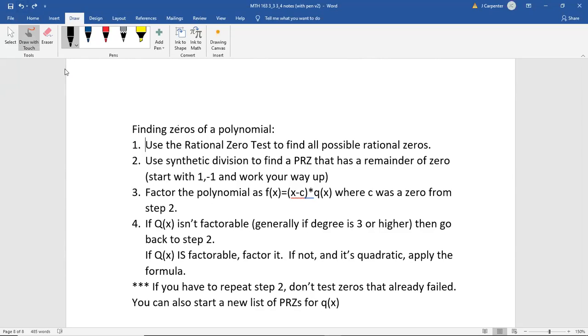Step two is that thing I kept alluding to: use synthetic division to find a possible rational zero that has a remainder of zero. Because if you get a remainder of zero, that means that the polynomial is factorable using that zero. So if 3 is a 0, x minus 3 is a factor. Remember, they take opposite signs that way. If negative 3 is a 0, then x plus 3 is a factor.